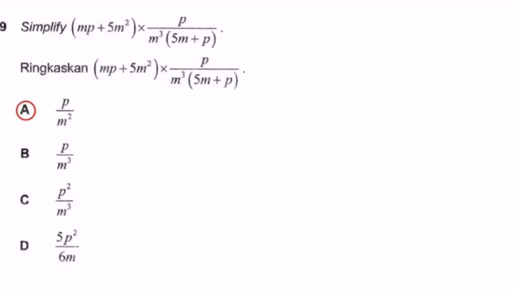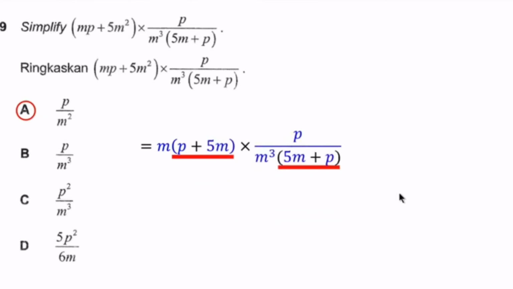This question is about algebra, so you have to study the question and factorize completely before you cancel out the common factor. Alright, so try to be careful when you factorize. Make sure you express in terms of multiplication before you simplify by cutting the same common factor up and down. Then only you simplify to the simplest form, and the answer is P over M squared.